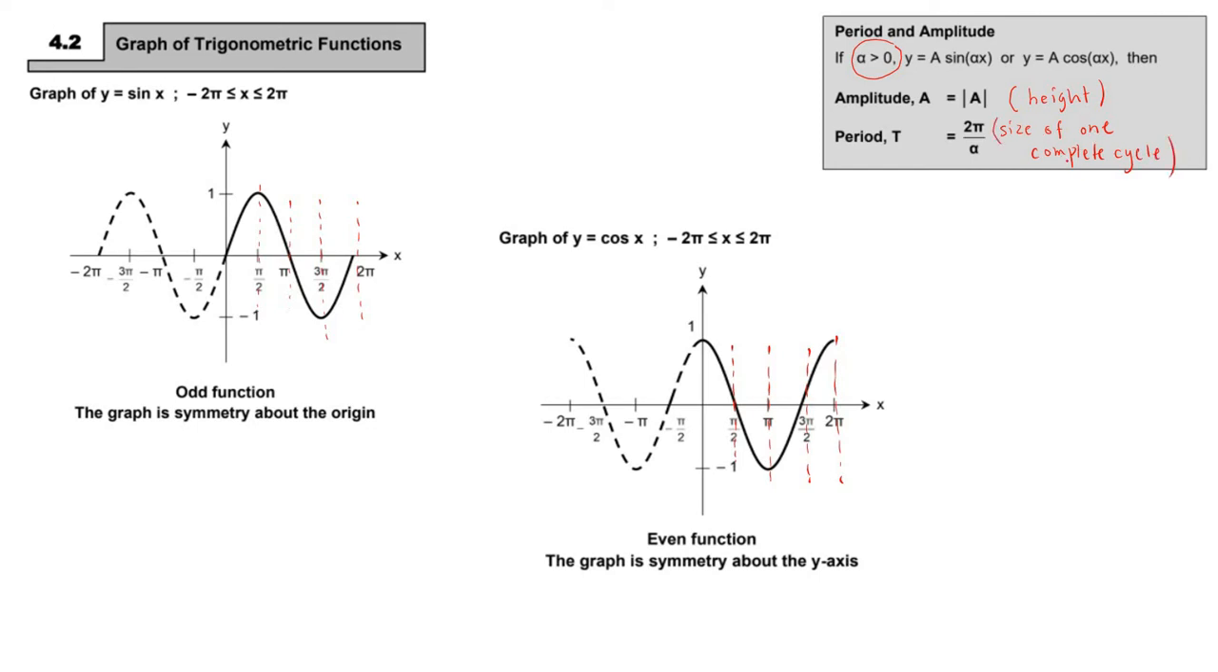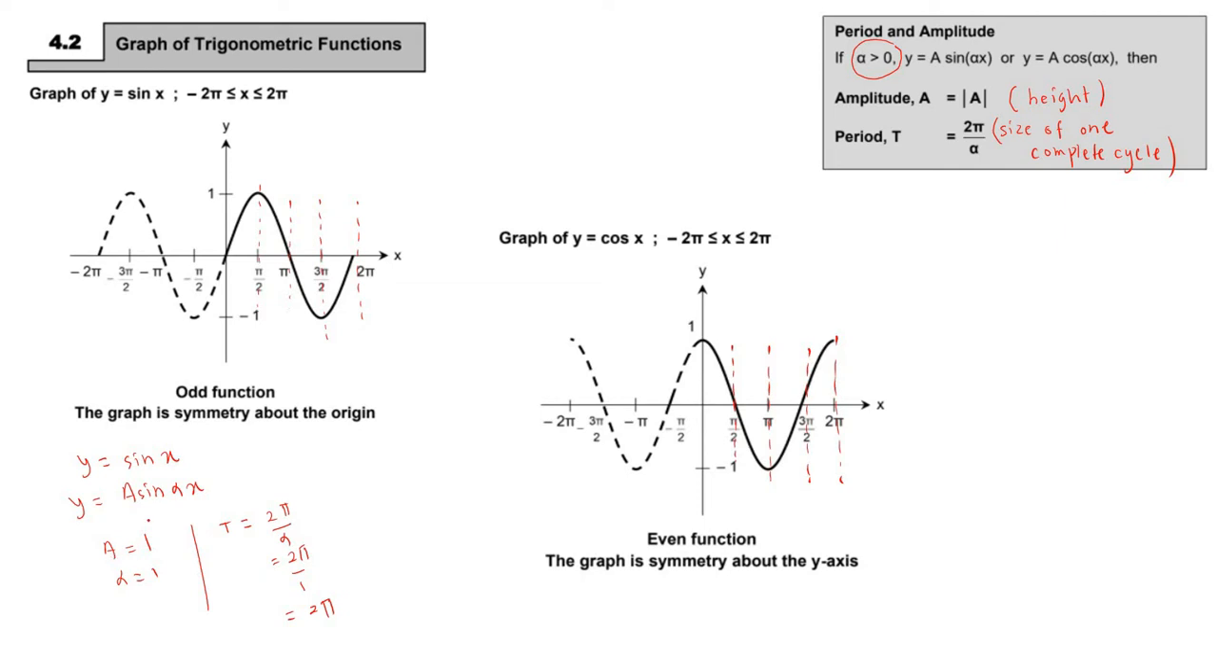Size untuk satu pusingan sempurna untuk graph tersebut. Alright, if this one is y equals sine x, compare with y equals a sine alpha x. From there we know that a equals 1, alpha also equals 1. And then to find period, T equals 2 pi over alpha, 2 pi over 1. So the period is 2 pi.